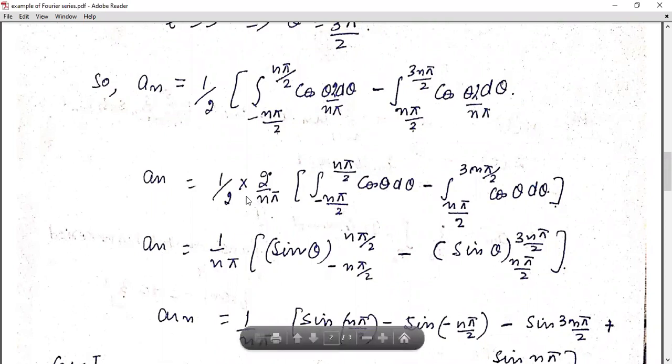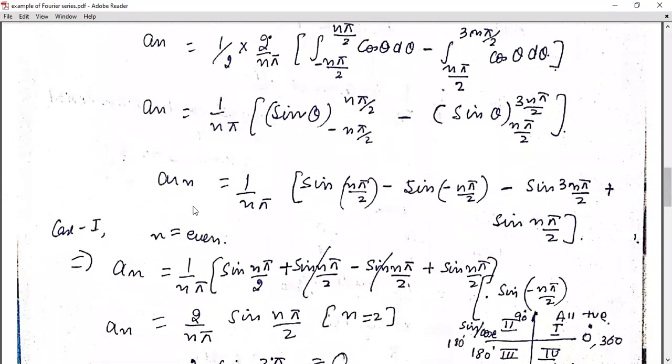Now a_n is equal to 2, and 2 will be cancelled out, 1 by n pi. By integrating it we get sine of theta from minus n pi by 2 to n pi by 2. Similarly here also, the integral of cos theta is sine theta from n pi by 2 to 3n pi by 2. Now a_n is equal to 1 by n pi. We are substituting the limits.